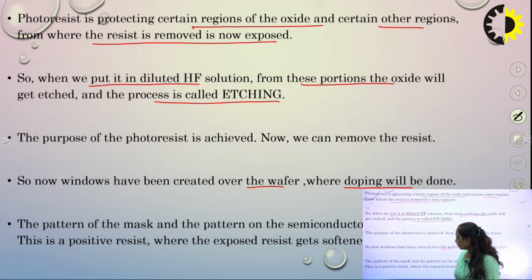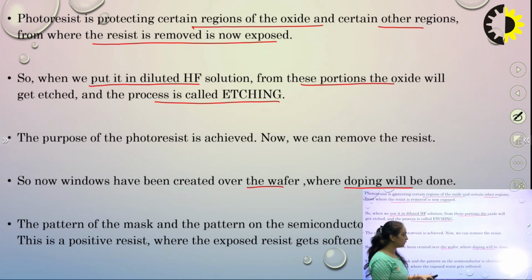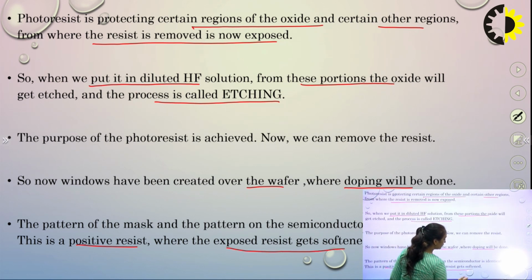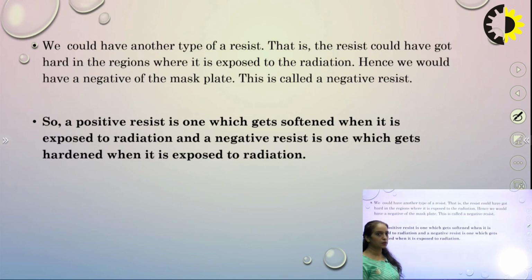If the pattern of the mask and the pattern on the semiconductor are identical, it is known as positive photoresist, where the exposed resist gets softened. Okay, where your resist is exposed to UV light, it gets softened and it is removed during the time of etching. It is known as positive photoresist.